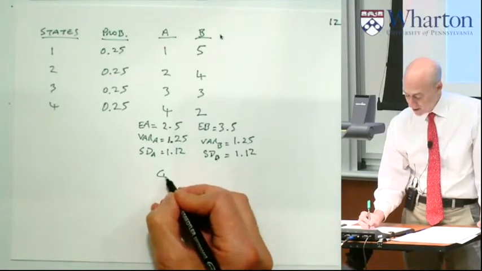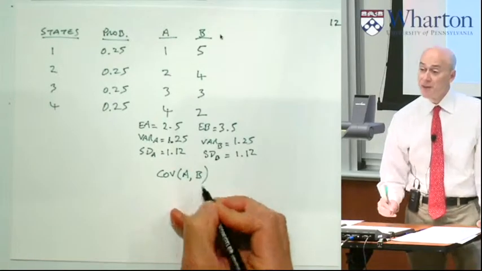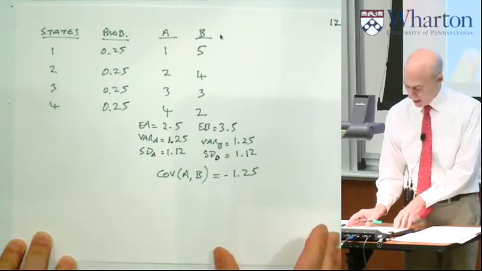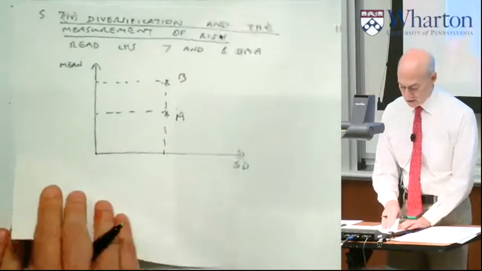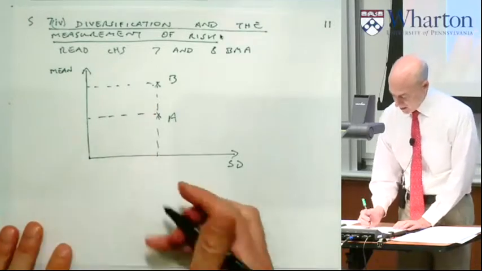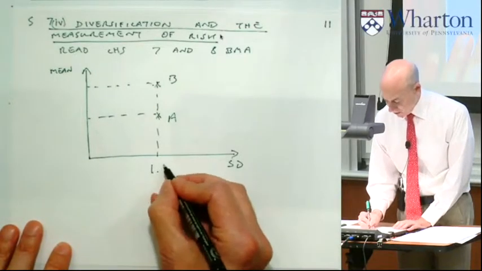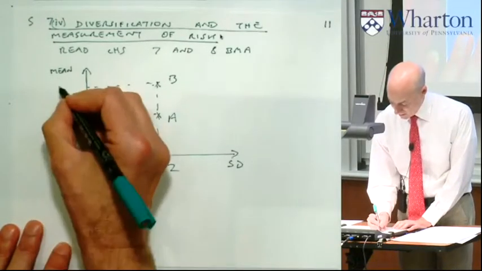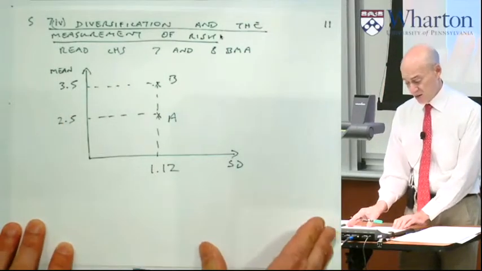If we look at the covariance, what do you think the sign's going to be? Negative, because when A goes up, what happens to B? It goes down. So they move in opposite directions. We know that's negative covariance. And if you work it out, it's minus 1.25. So in terms of our diagram, we've got this situation here. This is our 1.12 for the standard deviation of A and B. The mean of A is 2.5, and the mean of B is 3.5.